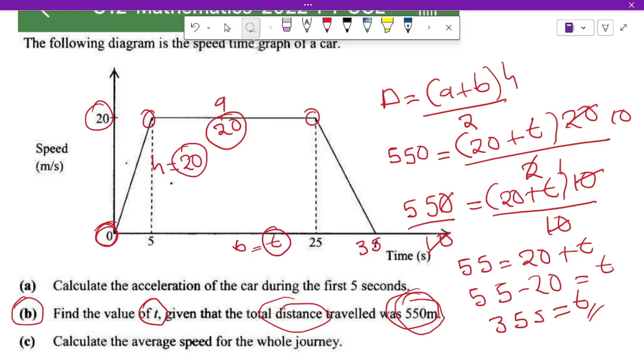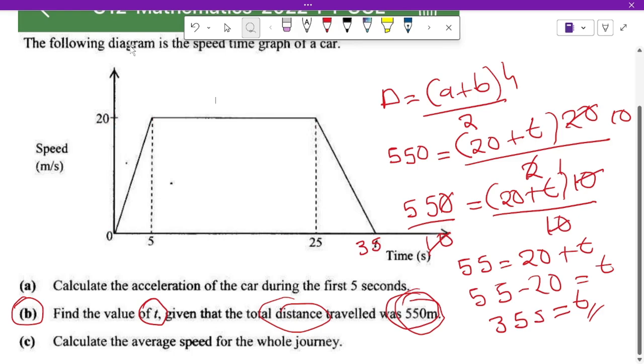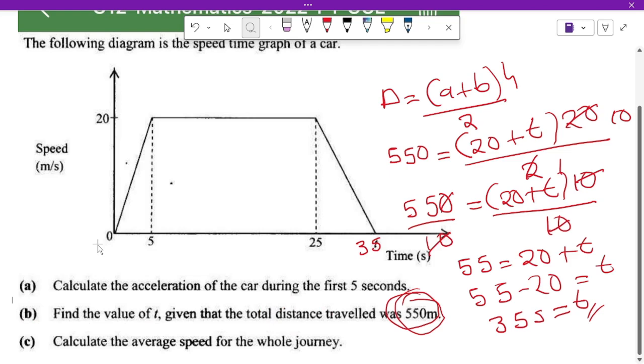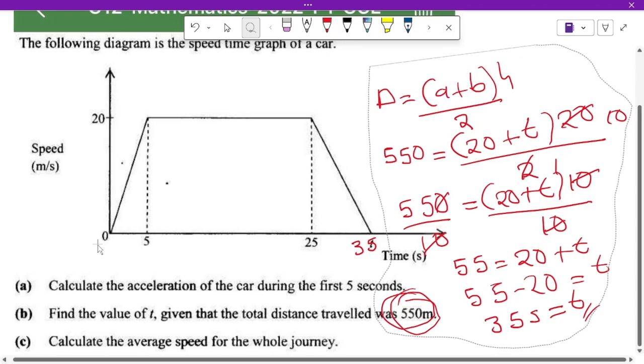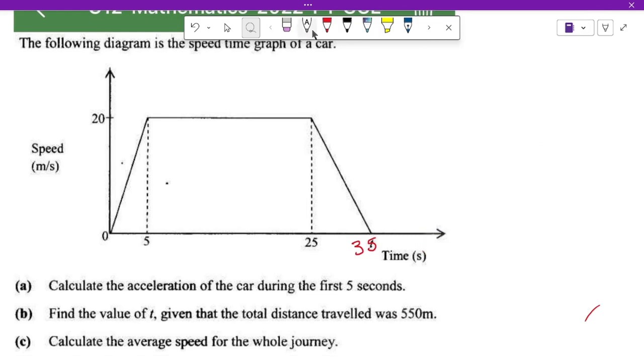So take note of what they give you. Sometimes they give you, given that the deceleration in the last how many seconds was this, find the value of something. Given that the acceleration in the first how many seconds was this, find the value of that. So they'll give you a value. That value they give you is what you're going to use to solve. So here they gave us distance. That is why I've used the distance formula. In case they give you acceleration, use the acceleration formula. Otherwise, it's a very, very simple question. You just need to pay attention to what they're saying.